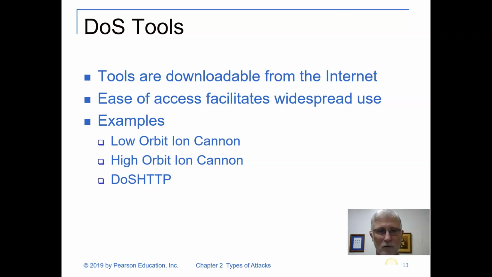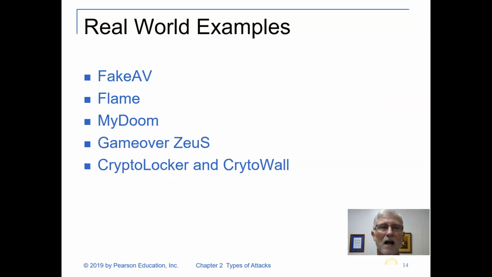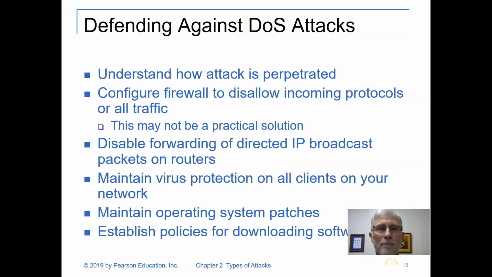Low Orbit Ion Cannon and High Orbit Ion Cannon are two tools. DOS HTTP is a common tool. Some of these are real world attacks that actually happened, and the book goes into great detail on each one of these. I think it's good for you to research these and read them and see how they were attacked and what happened.